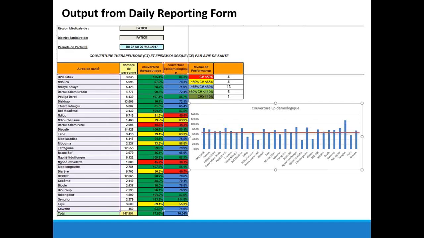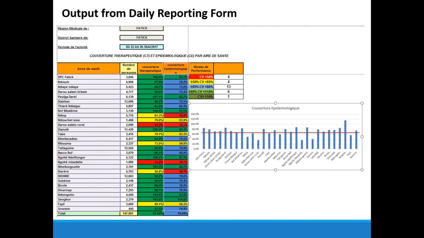This is an output from a daily basis. You can see in the sheet, in the first column, the health post name. In the second column, you have the number of persons treated. This is automatically generated. In the third column, you have information regarding the programmatic coverage. In the fourth column, you have information regarding the epidemiological coverage.